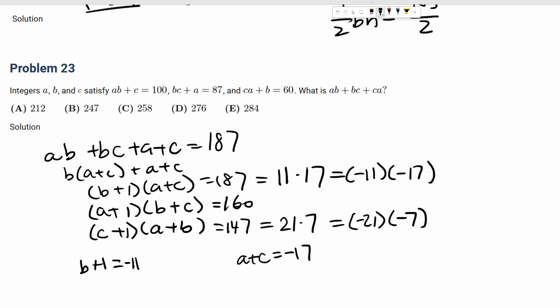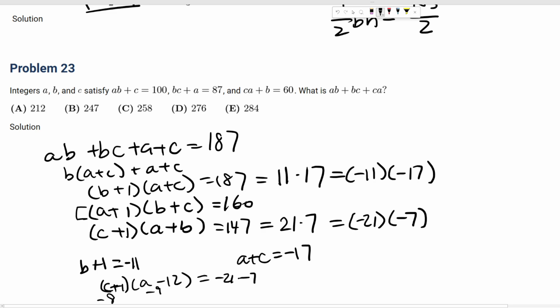Because this will give us C plus 1 times A minus 12, because B is going to be negative 12, equals 21 times, negative 21 times negative 7. And A is going to end up being negative 9, and C is negative 8 in this case. And then if we plug this into the second equation, we're going to see that it works, because we have negative 8 times negative 8 minus 12, which is going to be negative 8 times negative 20, which is 160.